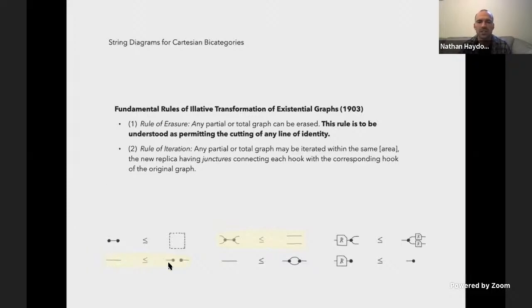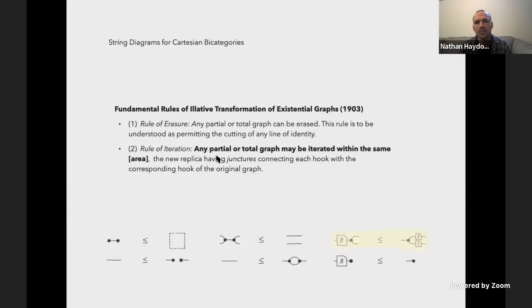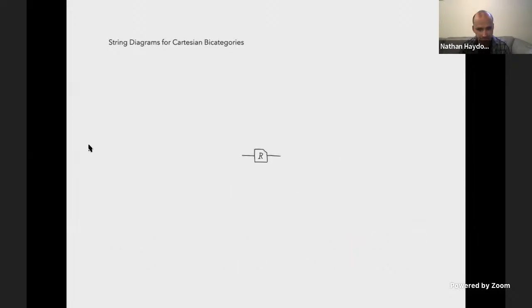So now we can take a line and break it in half. And this center one isn't quite that, we have to do a Frobenius to rearrange some wires, but it's the same. It involves the cutting of a line of identity. And any partial or total graph may be iterated within the same area. I'll give an example of this, but he's clear that the new replica must have the same junctures, so the same wires that come as the input of the relation and the output of the relation.